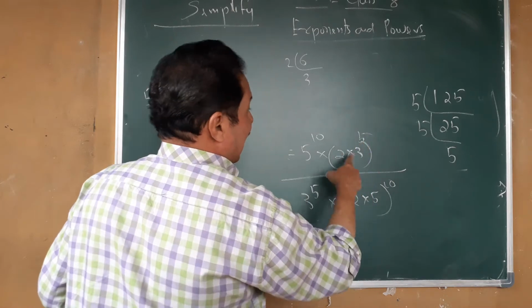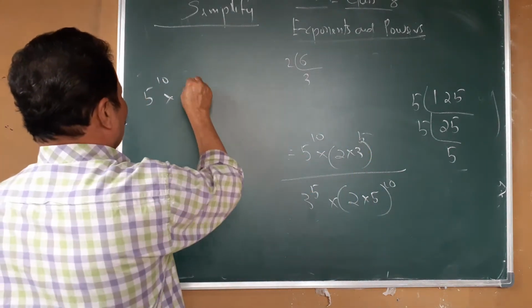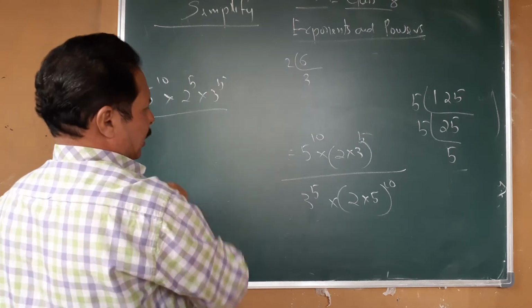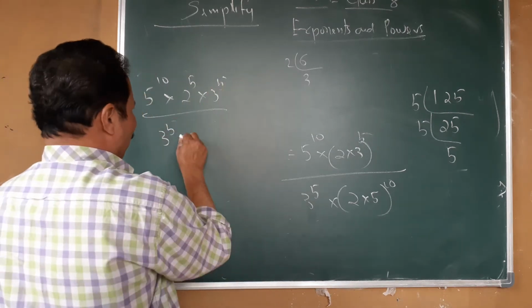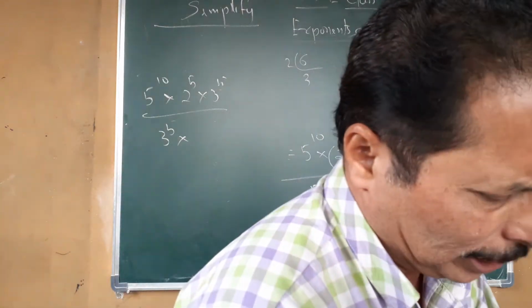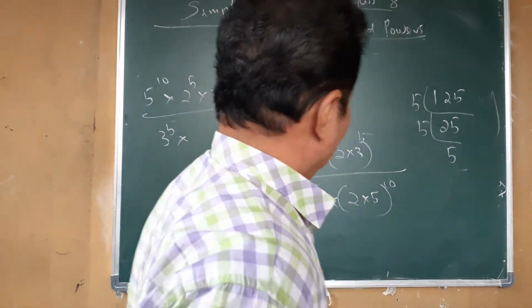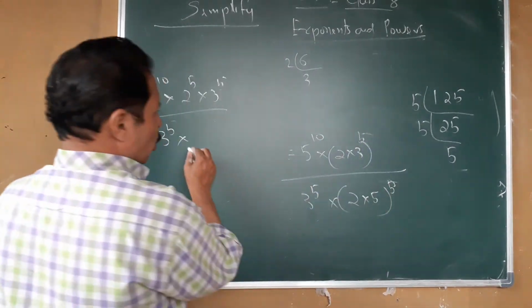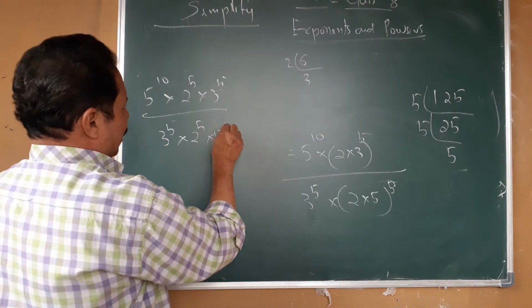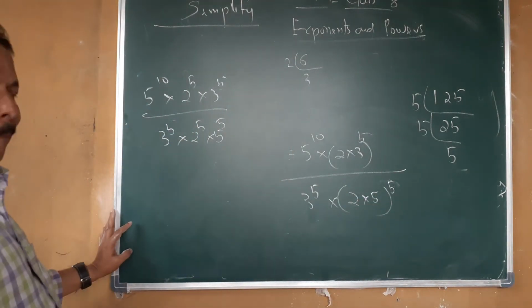This is a into b whole raised to m is equal to a raised to m, b raised to m. So, 2 raised to 5 into 3 raised to 5. Here it is 2 raised to, this number is not 10. Just a minute. This number is not 10, it is 5. Sorry, it is 5. So, 2 raised to 5 into 5 raised to 5. Now complete it.